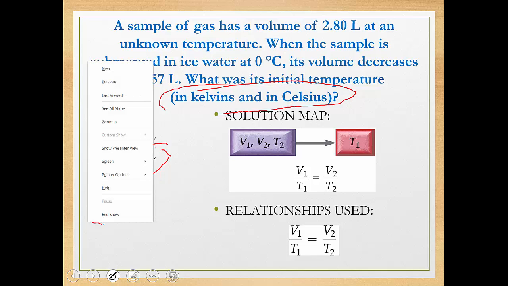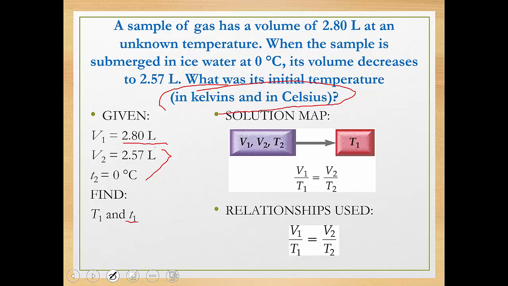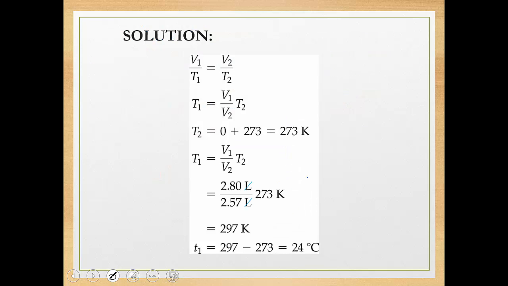So here, the small T1 would be the Kelvin temperature, and then the other one would be in Celsius. Again, you're going to just set up your relationship. You're going to solve for T1. And when you do that, notice T2 was given in degrees Celsius. You cannot plug that in. You can't plug in that 0 degrees. You have to convert it to 273 Kelvin. You put in the two volumes that were given and then put in the temperature for T2 as calculated. You find that T1 then was 297 Kelvin.